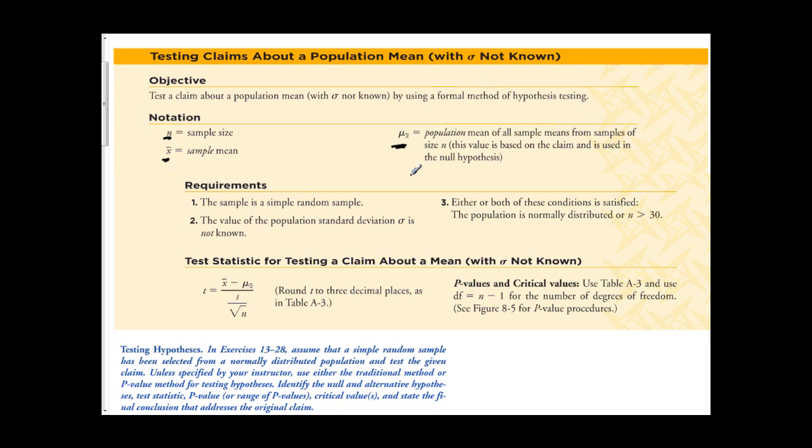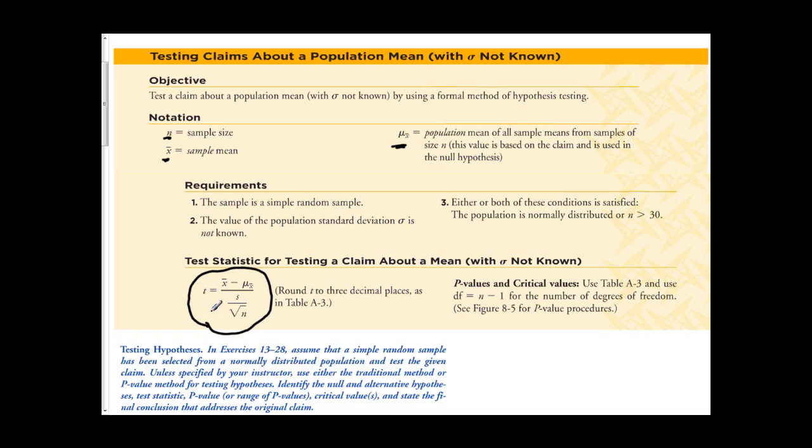But number three, either or both of these conditions is satisfied. Either we have a normally distributed population, or we have a sample size large enough, and by large enough we mean greater than 30. If all these requirements are met, then we have this t test statistic that we can use.